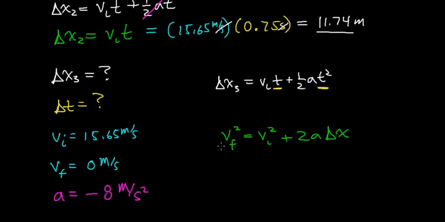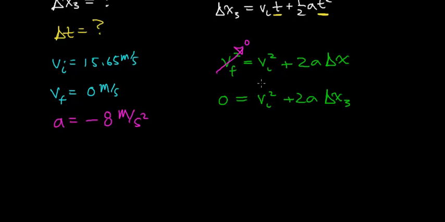Now in this case, the final velocity of the car is going to be 0, and so we can rewrite this as 0 equals the initial velocity of the car squared plus 2 times the acceleration of the car times the distance that this car travels while it's slowing down. And we should subscript this as delta x3 because this is going to be the final distance that we're looking for. Now the next step is to take this term and put it over to the other side. So we're going to subtract the initial velocity of the car squared from both sides. What you do to one side of the equation, you have to do to the other.